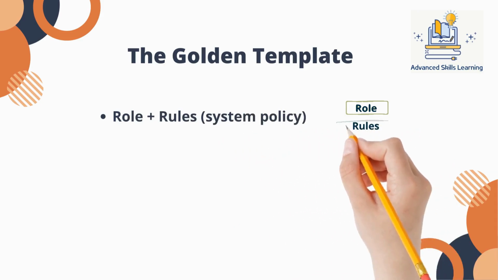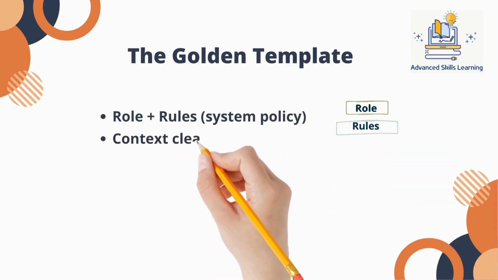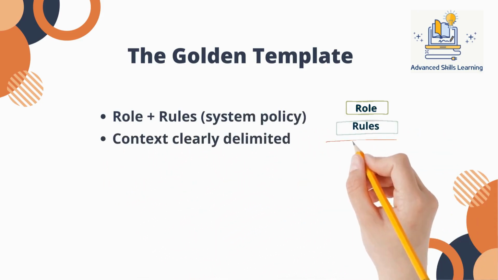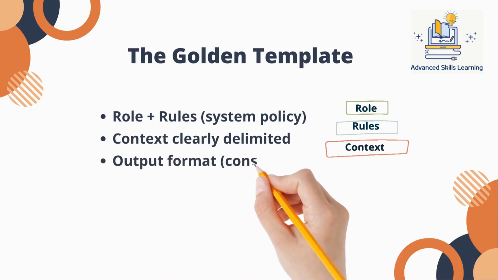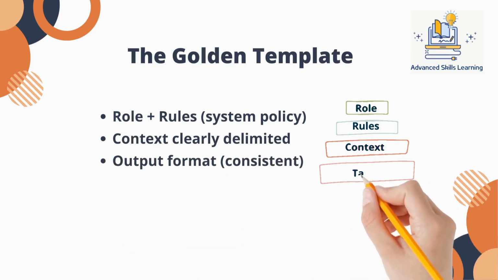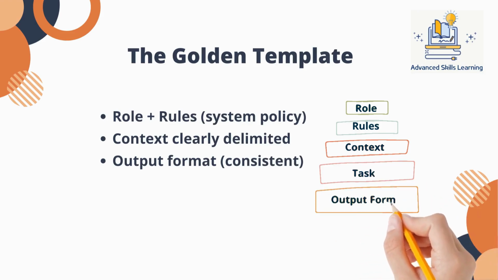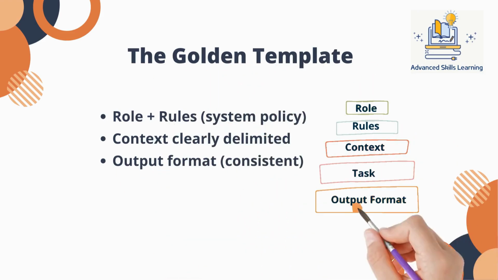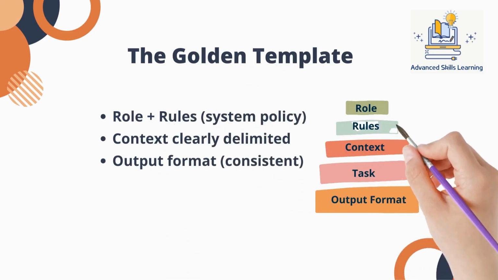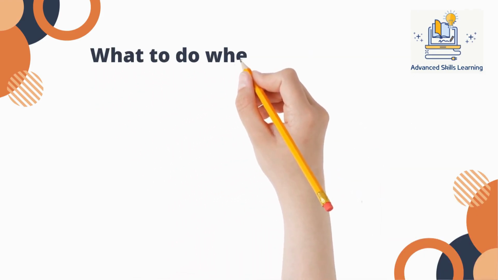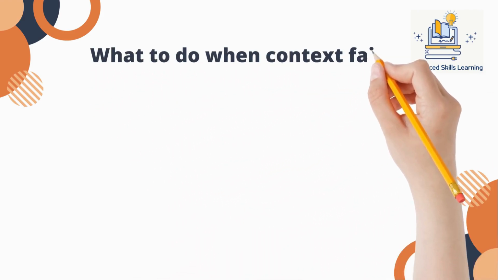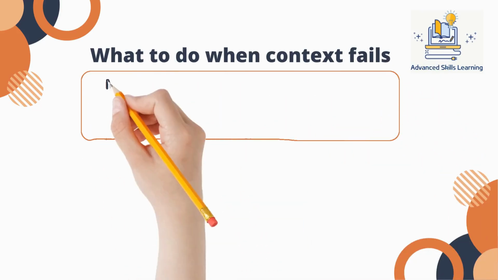To make this repeatable, use a golden prompt template with a clear structure: role, rules, context, task, and output format. Role sets tone and domain. Rules are non-negotiable: grounding, citations, and safe behavior. Context must be clearly delimited so the model knows what is evidence. Task states exactly what to do. Output format keeps responses consistent: bullets or JSON, whichever your app needs.